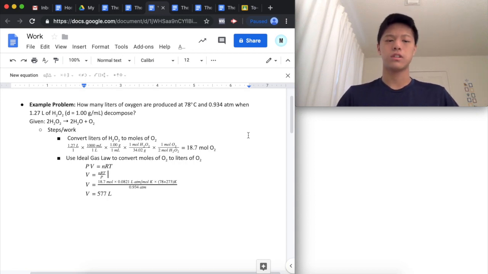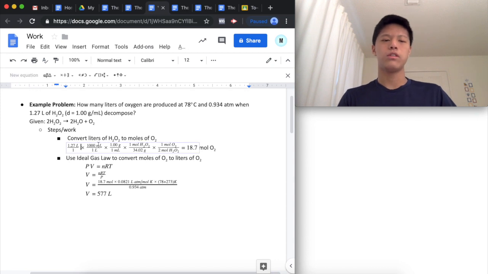So in the first problem, you're trying to convert liters of H2O2 to moles of O2. And as you can see, the problem says, how many liters of oxygen are produced at 78 degrees Celsius and 0.934 atm when 1.27 liters of H2O2 or peroxide decompose? And you're given the balanced chemical equation, as you can see here. So the first step is, you're given liters of H2O2, which is over here. So you want to convert that to moles of O2.